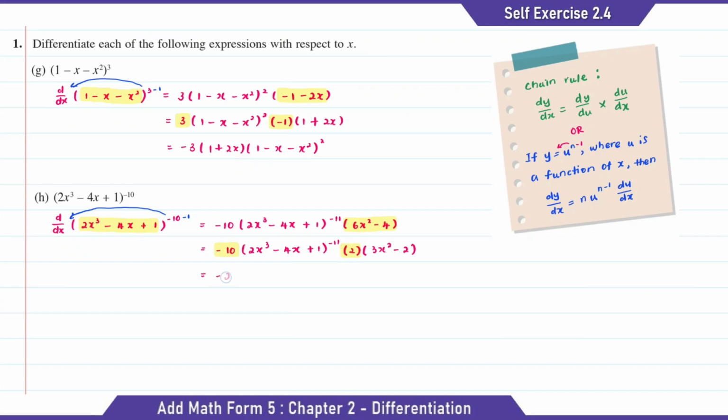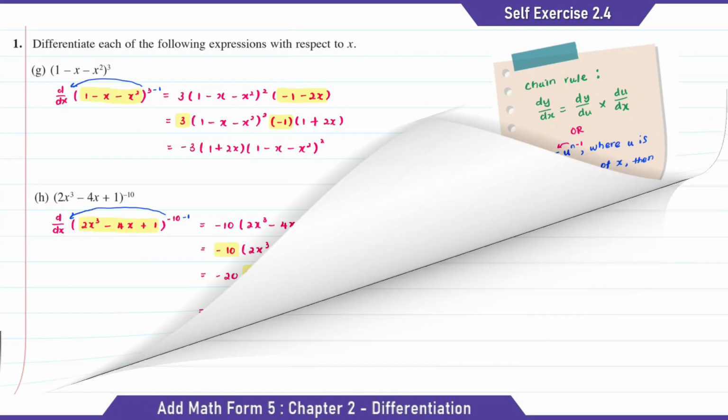Going to be negative 20. So here to write this part, the negative power as a positive, then this is equal to negative 20 bracket 3x squared minus 2 over 2x cubed minus 4x plus 1 to the power of 11.